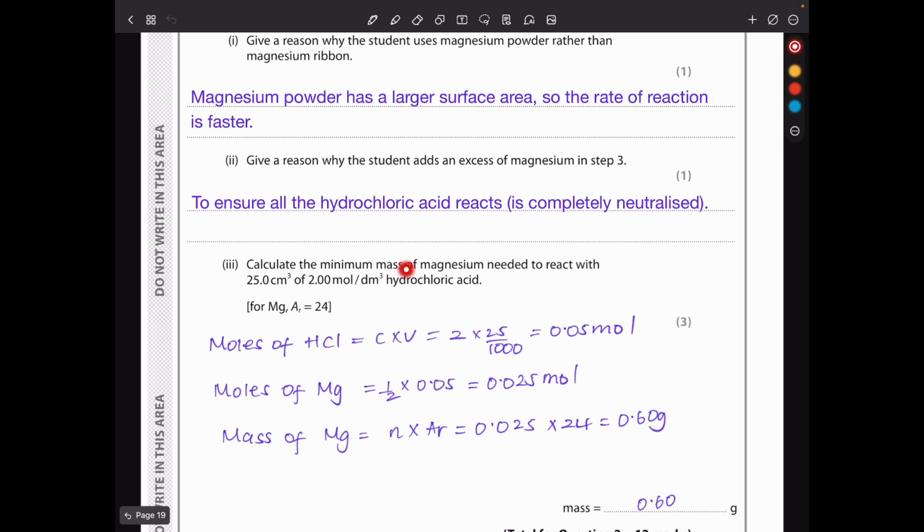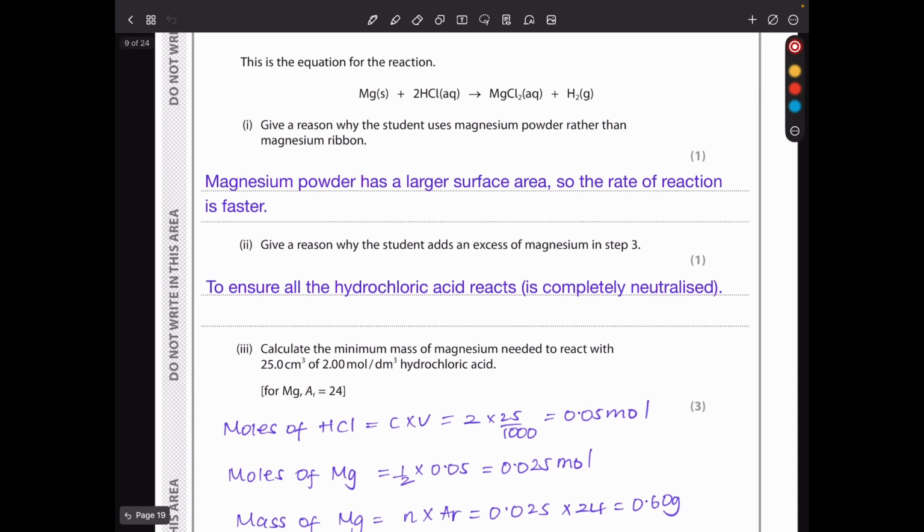Then calculate the minimum mass of magnesium needed to react with 25 centimeters cubed of 2 mole per decimeter cubed HCl. So since we have the concentration and volume of HCl, I'll begin with that. Moles of HCl should be this concentration times volume, but in decimeters cubed. That's why I divided by 1000, giving me 0.05 mole. And then I go to the reaction equation.